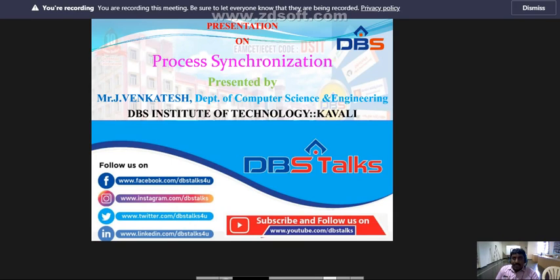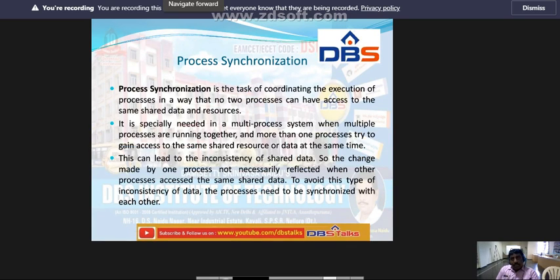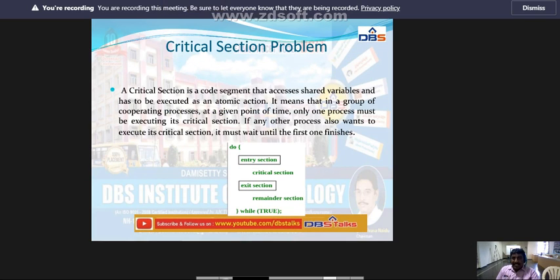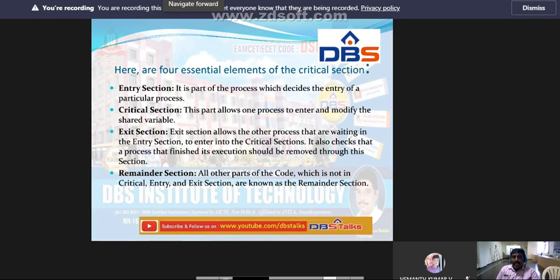Last class we studied process synchronization. Generally, process synchronization is in the second unit, second chapter. In the previous class we studied how process synchronization works, what the critical section problem is, the syntax for the critical section problem, and the four essential elements of a critical section. The major elements are entry section, critical section, exit section, and remainder section.